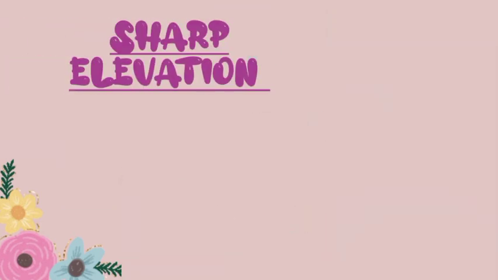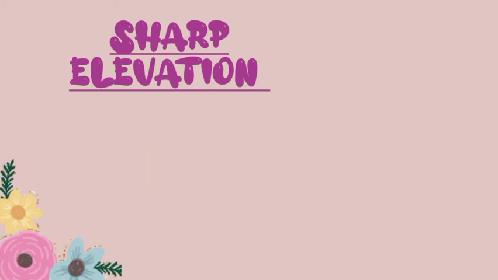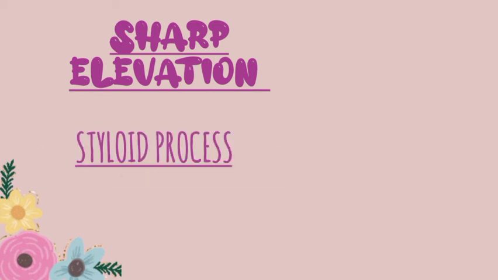Now let's talk about this sharp elevation, which includes the spine or the spinous process. The spine or the spinous process is a bony prominence which is cylindrical in shape. As you guys can see, this is a diagram of the lumbar vertebrae whose body is kidney shaped, and there is a spinous process labeled over here. These spinous processes are located on the posterior aspect of the vertebrae, all the vertebrae from the cervical to the coccygeal.